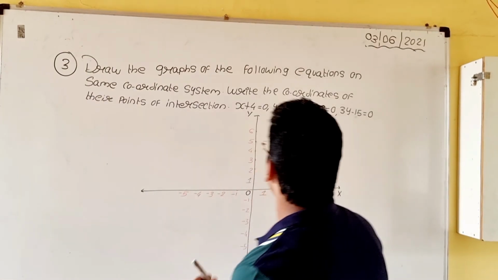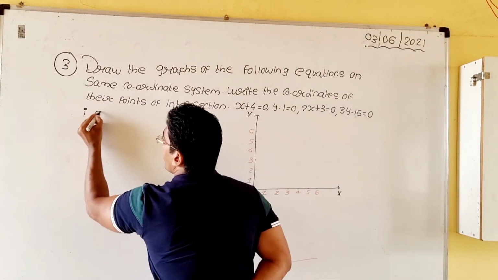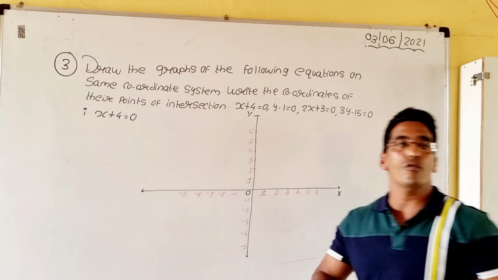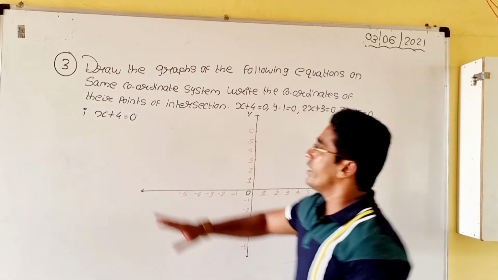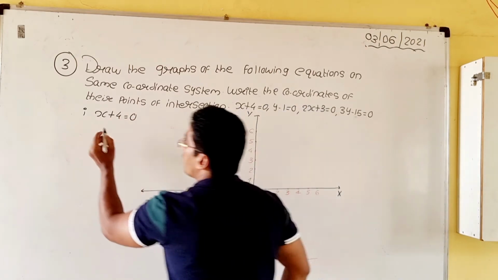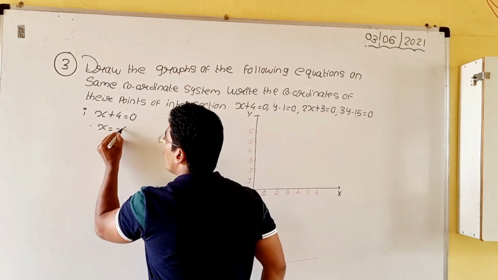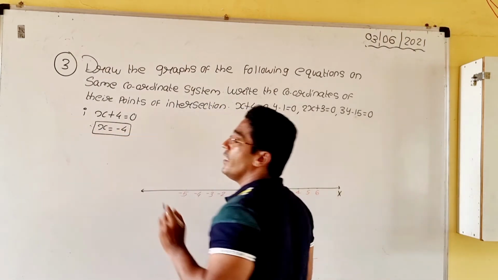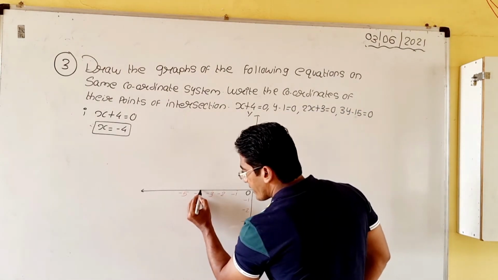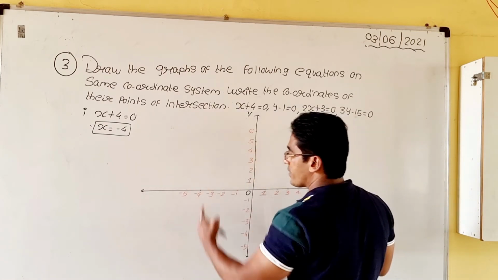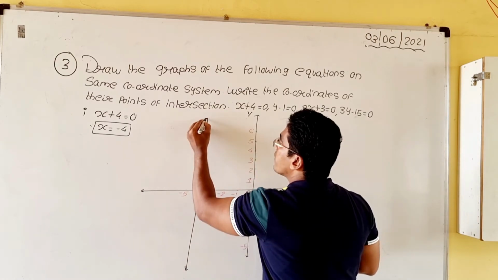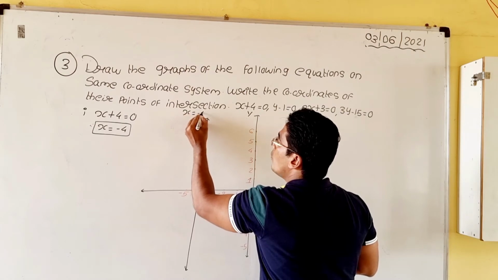So, let's first solve the first equation. x plus 4 is equal to 0. In lower standards, we have seen how to solve linear equations in one variable. If I transfer this plus 4 from the left hand side to the right hand side, it will be minus. Therefore, x is equal to minus 4. Now, let's see how to draw the graph for x is equal to minus 4. We will draw a line passing through minus 4. This is the graph of the equation x is equal to minus 4.